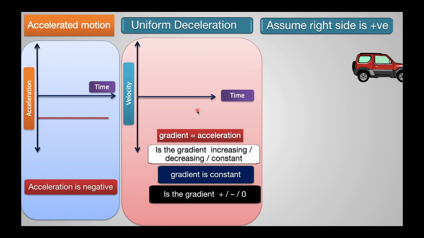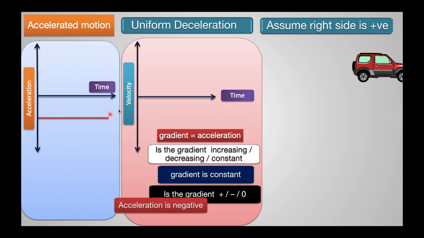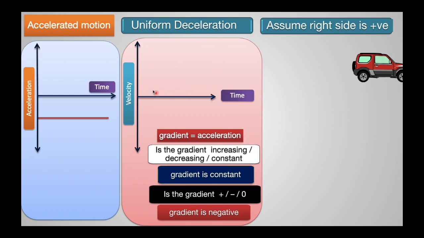The second question, is the gradient positive, negative or zero? You can see here the acceleration is negative every time. The gradient of the graph you are going to plot here should be a negative gradient. So let's see what will be the shape. It's coming with a big velocity, but it's coming to rest. We have discussed positive and negative gradient lines, right? So this is a negative gradient line and the gradient is acceleration.